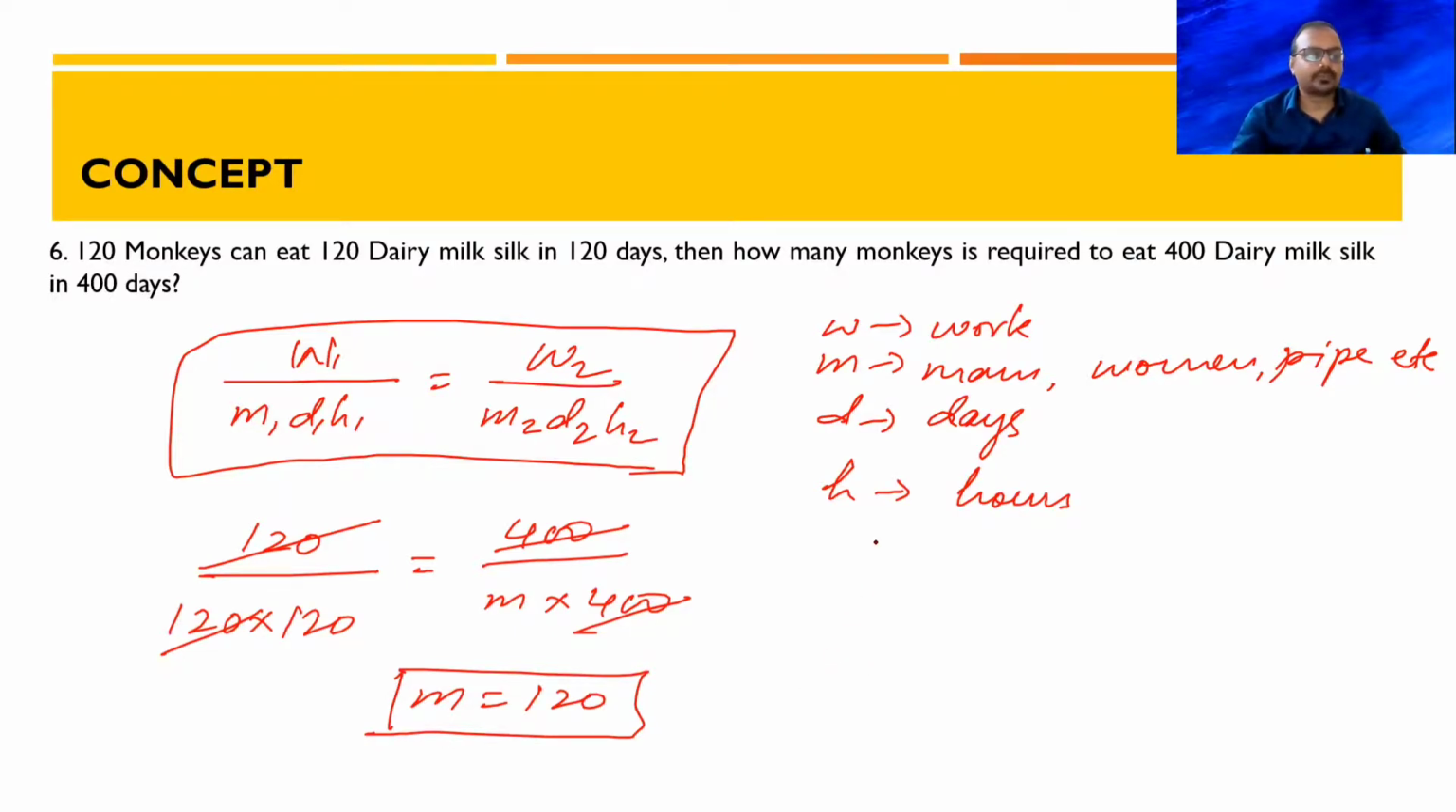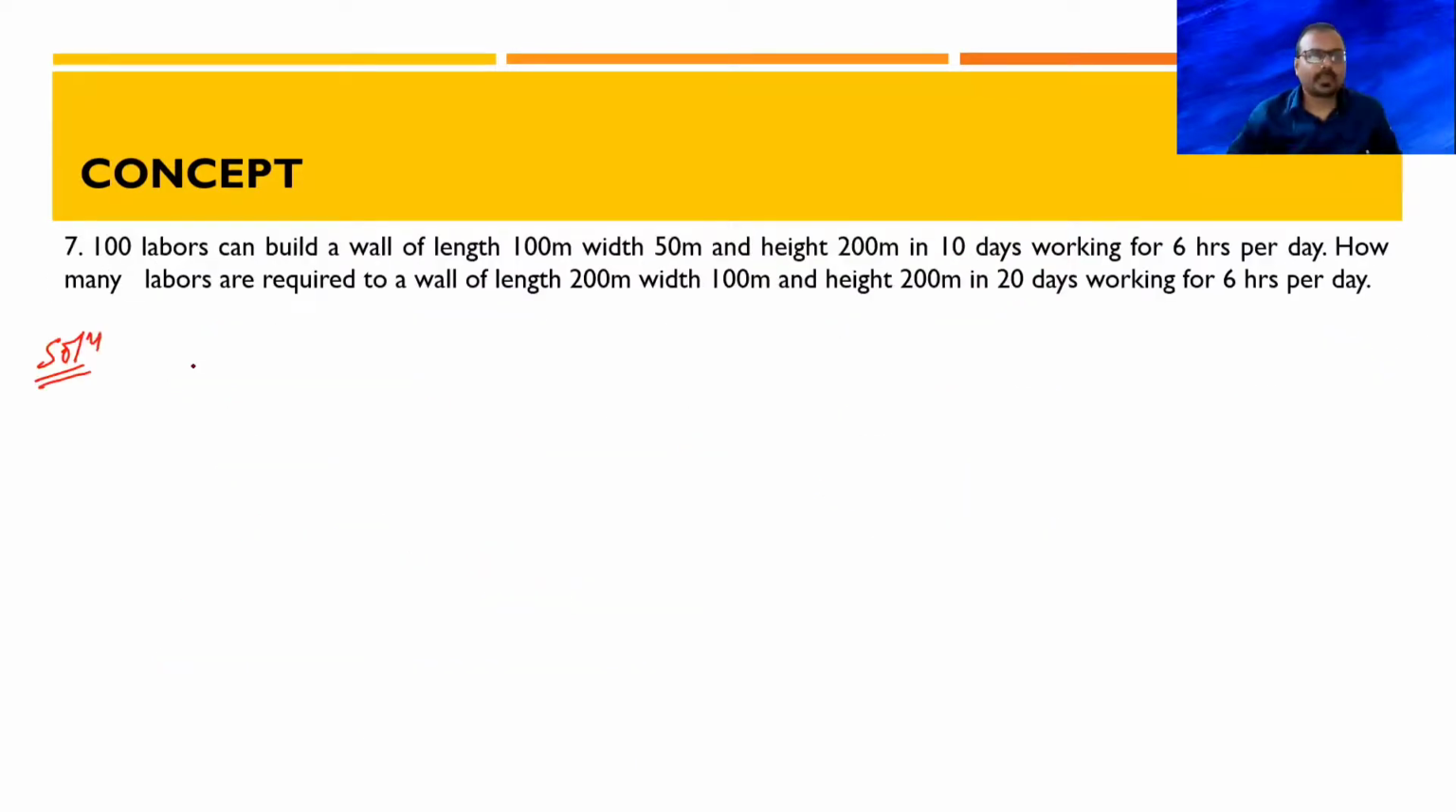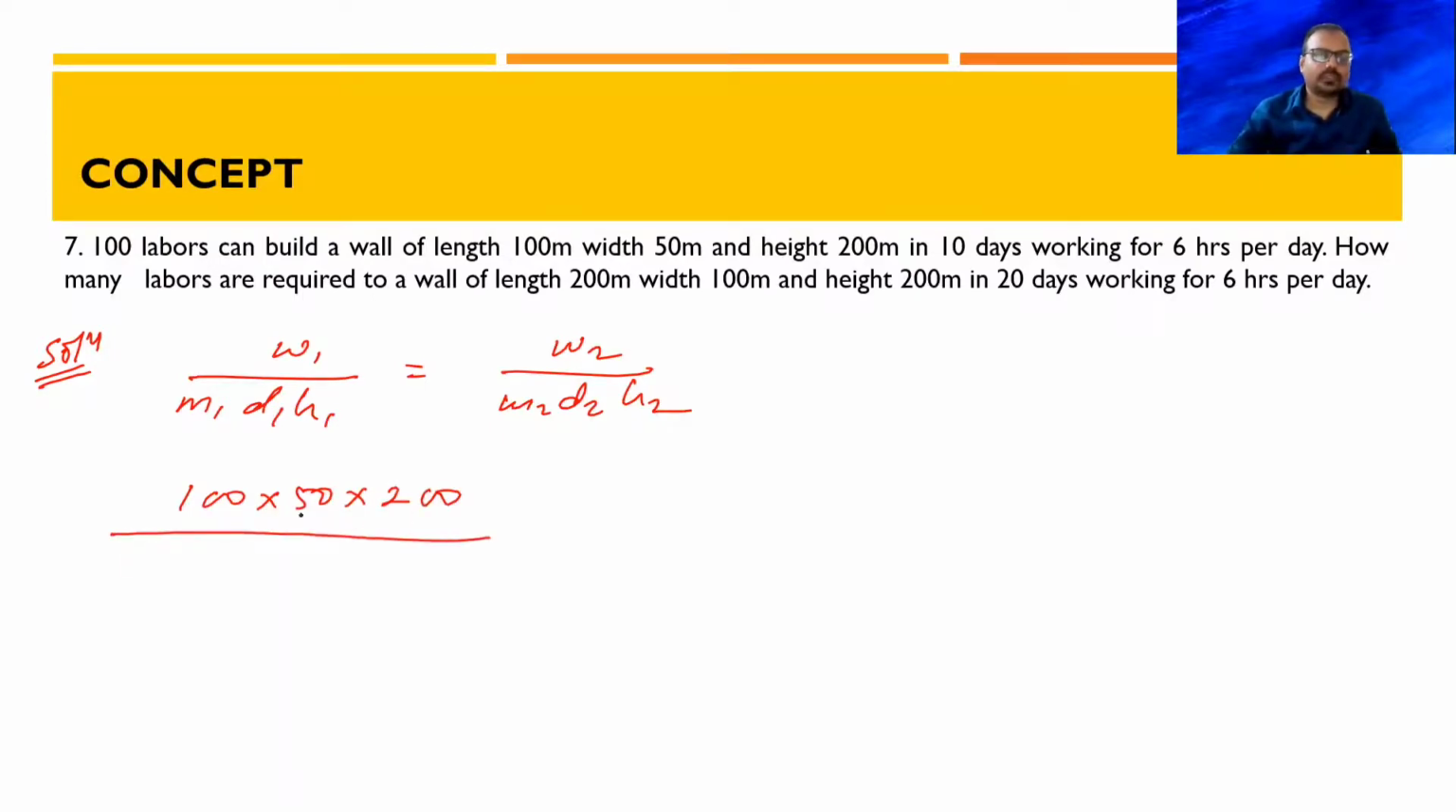Okay guys, we go to the next one, question number 7. 100 laborers can build a wall of length 100, 50 and 200 in 10 days for 6 hours per day. Again we use the same formula, W1 by M1 D1 H1 equals W2 by M2 D2 H2. What is the work here? Work is 100 into 50, the volume of the wall being built, by M1. M1 is 100 laborers for 10 days, 6 hours per day.